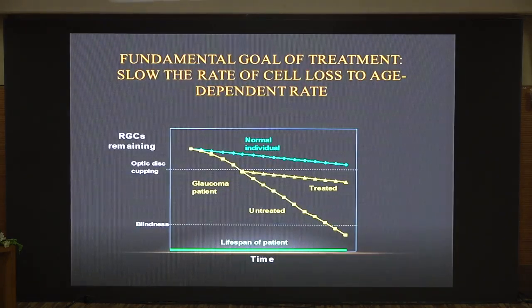So remember, the fundamental goal of treatment is this. This is a person with glaucoma. Is this working? Yeah. So this is the glaucomatous rate of RGC loss. And this blue thing is normal. And the idea is that if you treat it, you try to bring the rate of RGC loss almost equal to normal, though it never is. And as you can see, the earlier you treat it, the more chance it is that this patient is going to have useful vision in his lifetime.